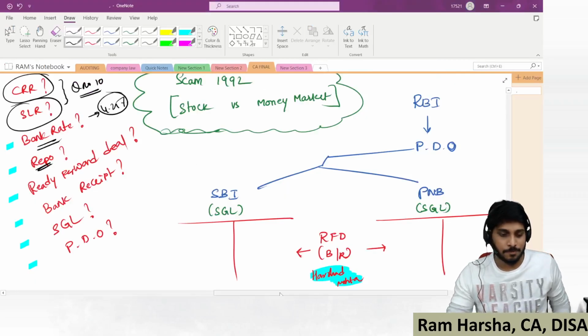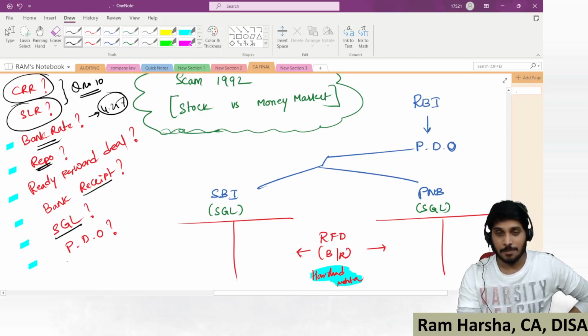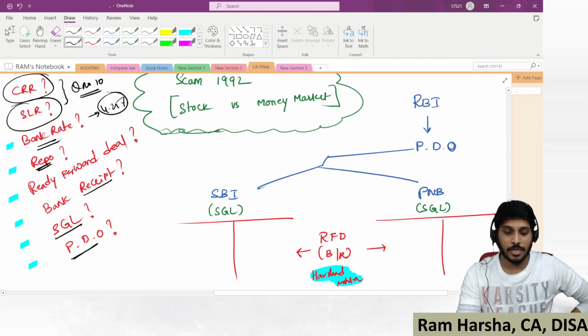So that's about repo. Now what is a ready forward deal? What is a bank receipt? What is a subsidiary general ledger? What is the public debt office?